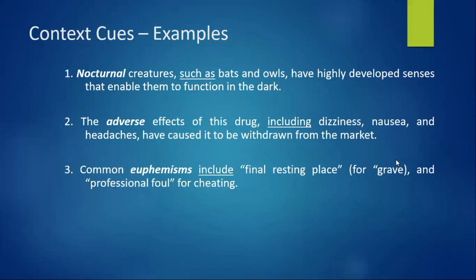All right. So now we have the third sentence, and so we will again be looking at the context cue. Common euphemisms. Now, if I ask you to tell me the meaning of the word euphemism, you obviously won't be able to do that. But read the remaining part of the sentence. Include final resting place for grave and professional foul for cheating. Now, if you look at the examples that have been provided, you can have somewhat of an understanding of what the word euphemism can mean. So euphemisms are basically used to make something less threatening, or to tone down the impact, to present it in a better manner.